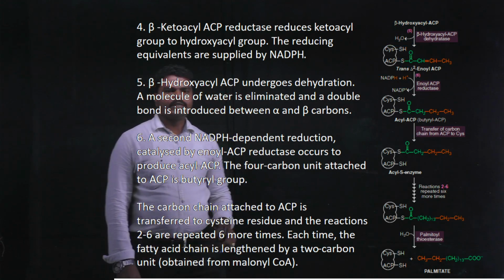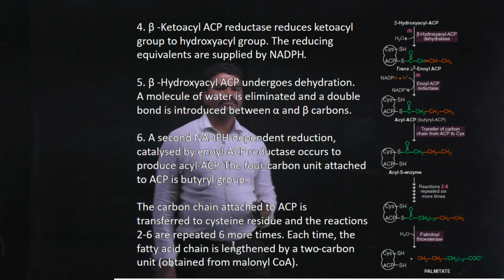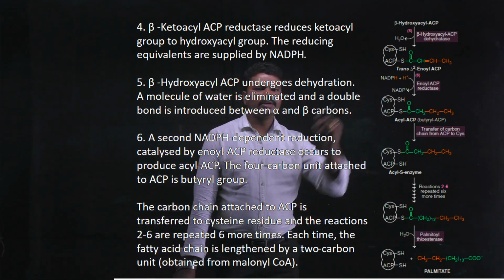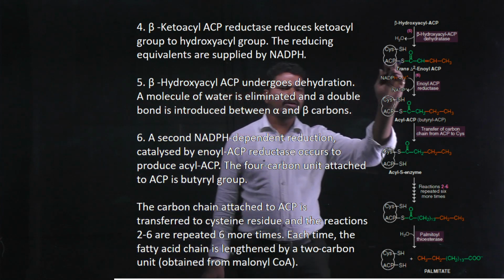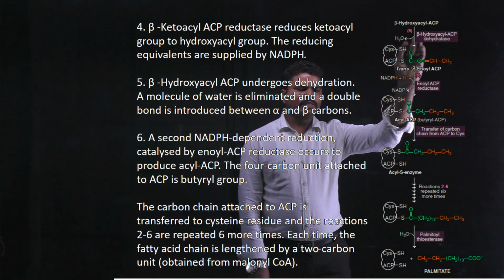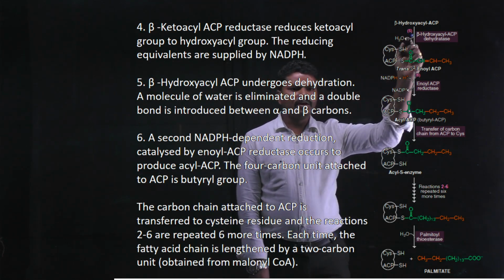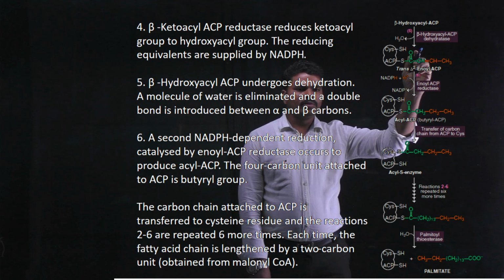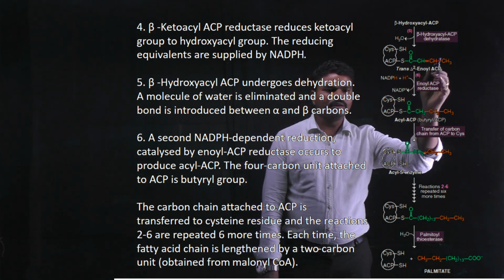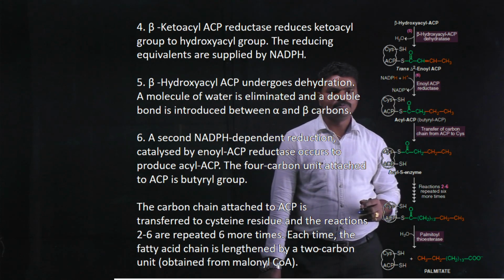And in the fifth step, the beta hydroxy acyl ACP undergoes dehydration. That means a molecule of water is eliminated and a double bond is introduced between the alpha and beta carbon. So here it is the beta hydroxy acyl ACP. There is a hydroxyl group, and due to the loss of one water molecule it is removed, and a double bond is formed between the alpha and beta carbon.